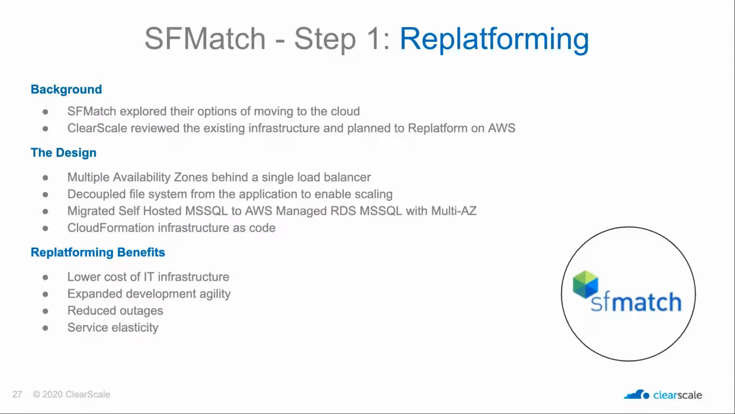their system in multiple availability zones behind a single load balancer. So now they don't have any outages from one data center going down, or if a piece of hardware were to go down, we could rely on the other availability zone to maintain the site users. We decoupled the file system from the application. So this allows us to scale the application horizontally without having to adjust or change anything in the file systems. And then we migrated the self-hosted MS SQL to Amazon's managed relational database service.